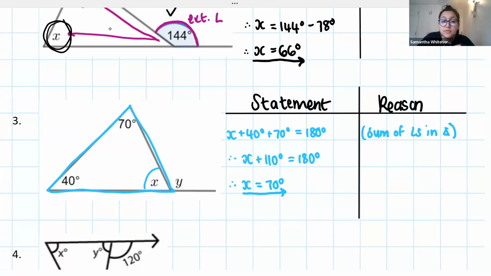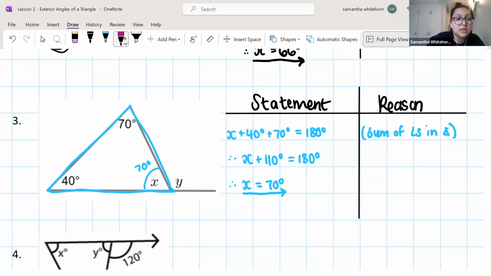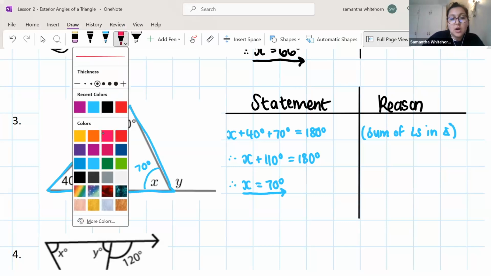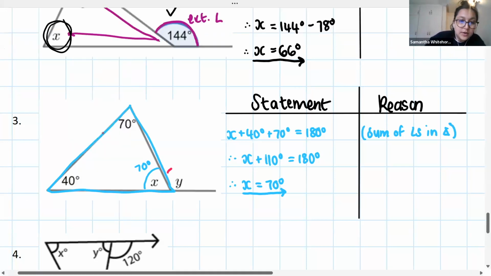Now, again, there's lots of different ways you can do this question. I think a lot of people now, because they know what x is, they would use angles on a straight line to find y. That's fine. I'm not going to, because again, I'm using this example to explain the difference between sum of angles in a triangle and exterior angles.